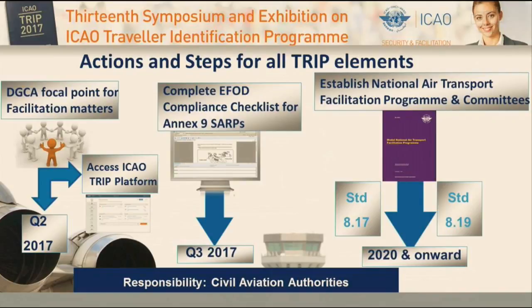The second obligation from states is, of course, to complete the electronic filing of differences on the compliance checklist for Annex 9 SARPs. And this is an ongoing commitment from states in order for them to file differences if they are not in a position to implement standards.